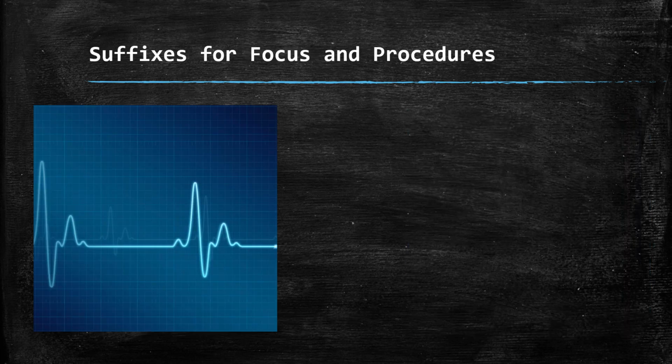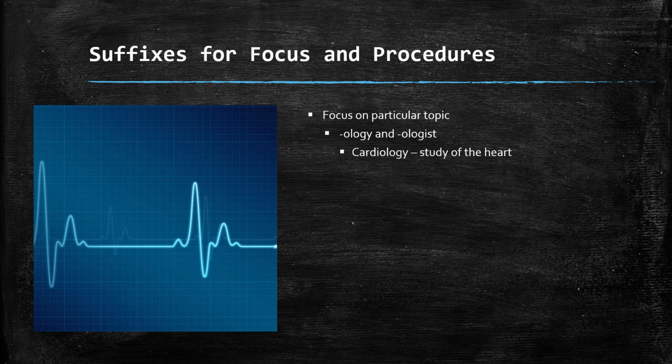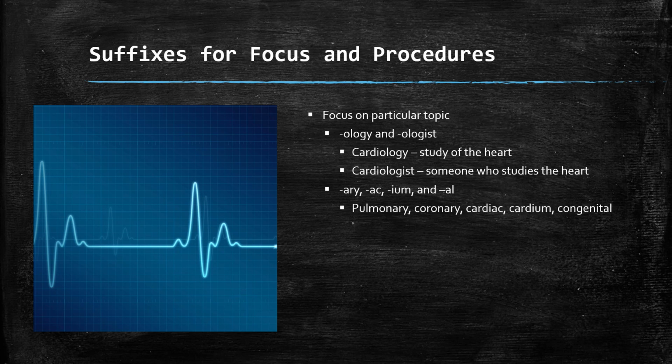We can also use suffixes to indicate a focus on a particular topic, like ology or ologist. Combined with the root word cardi, we form the words cardiology and cardiologist, the study of the heart and those who study it. The suffixes ary, ac, and ium, as well as al, also create a word associated with a focus like pulmonary, which refers to the lungs, or coronary, referring to the arteries of the heart, cardiac or cardium, also referring to the heart, and congenital, meaning present at birth.